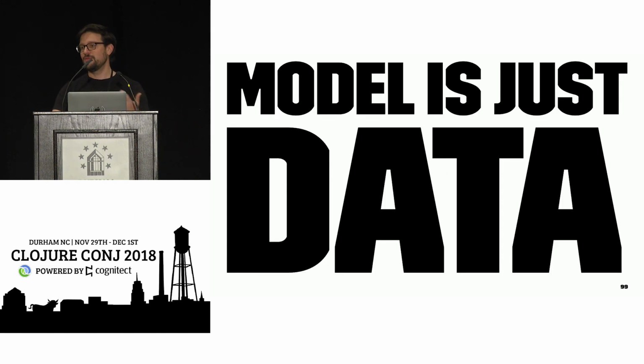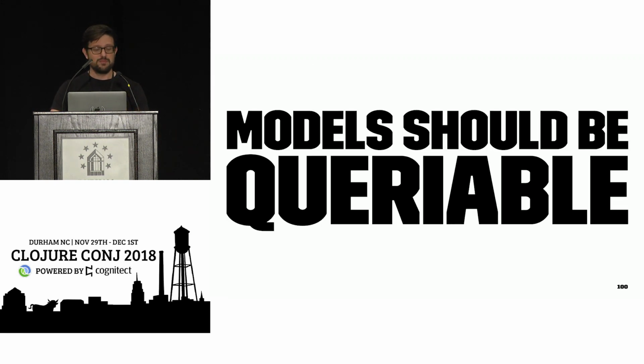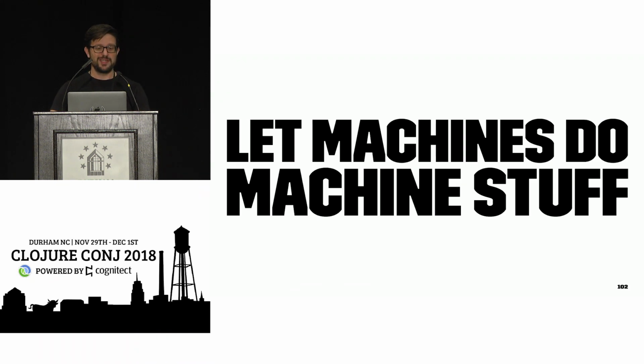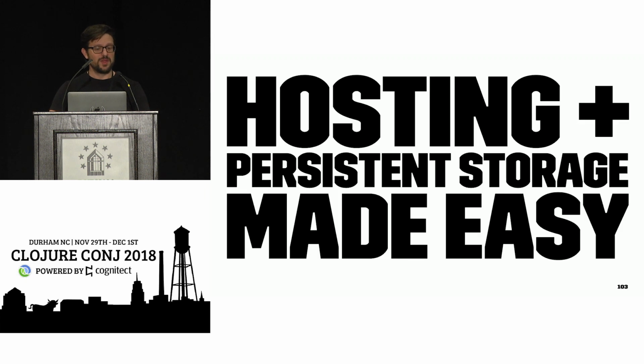Model is just data. Don't overcomplicate it. Models should be queryable. I think that this is kind of a universal truth. One model, many views, something that I really appreciate. I like letting machines do what machines do best. And I think that one of the most important things also with Datomic Ions is that you're getting hosting and persistent storage made easy.